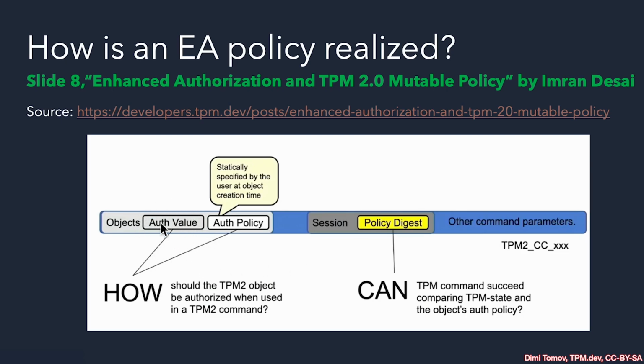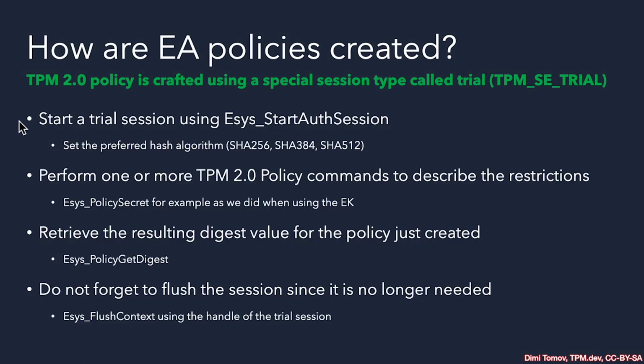If the object had a password, we also need to satisfy the policy, we also need to satisfy the set of rules. And looking at it from the standpoint of having a policy digest, we are not actually aware what were the rules that were taken to generate the policy digest for this policy. So how are TPM policies created?